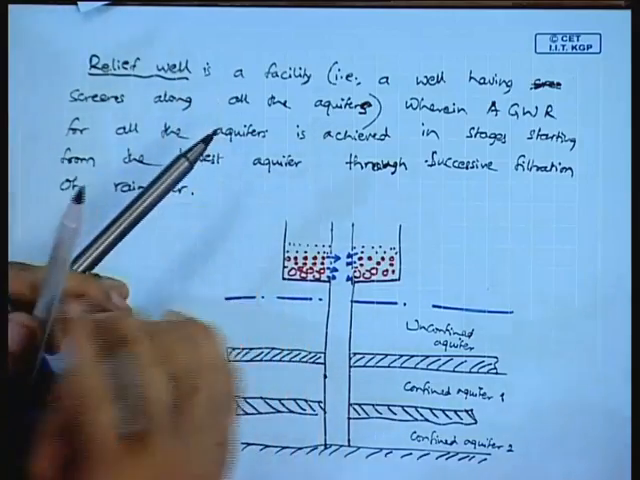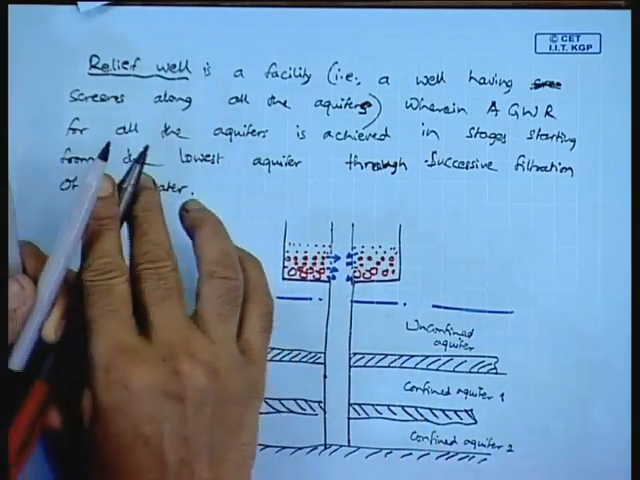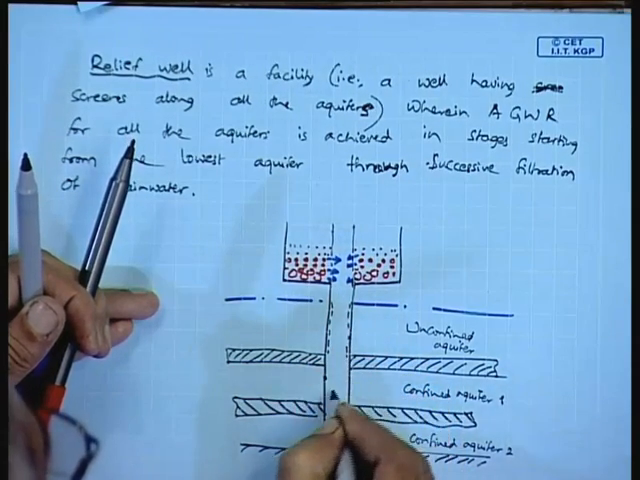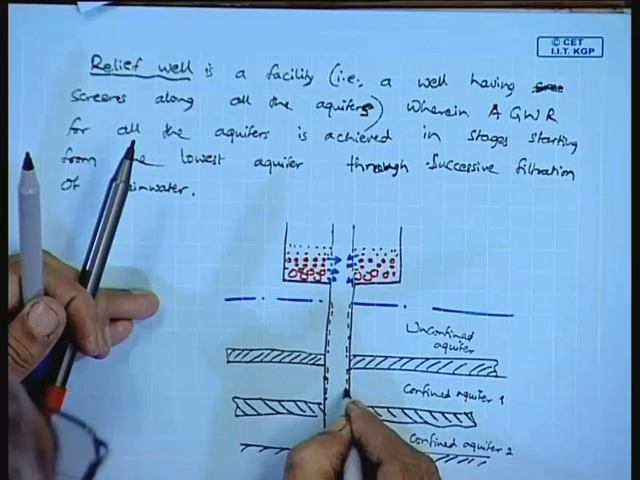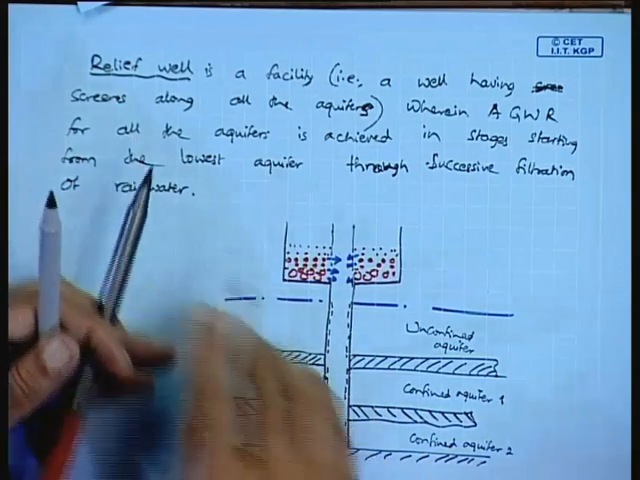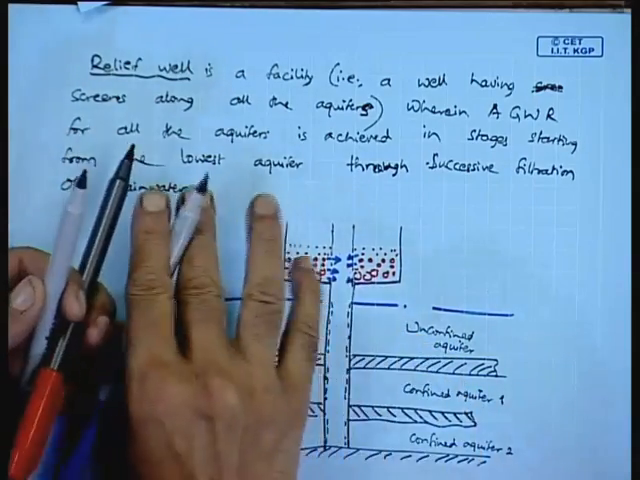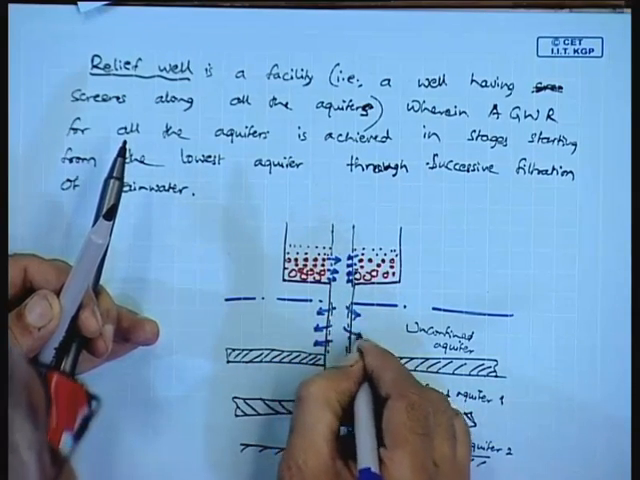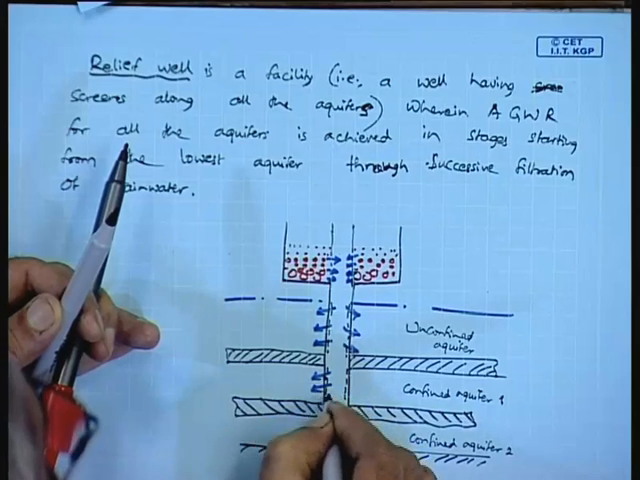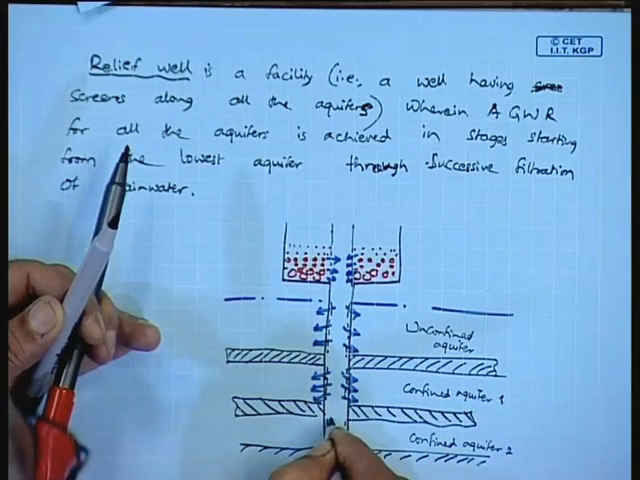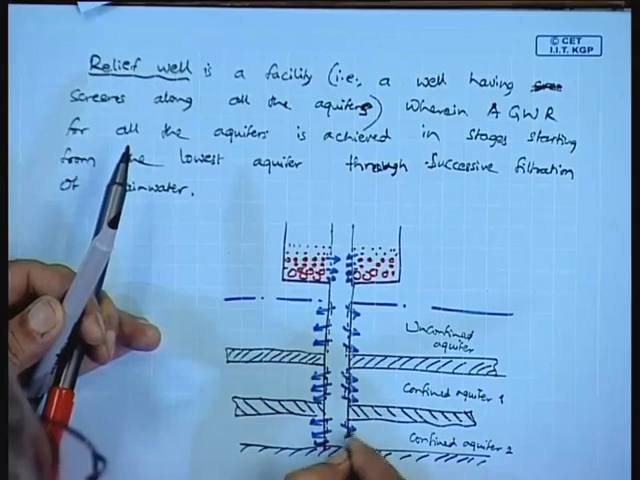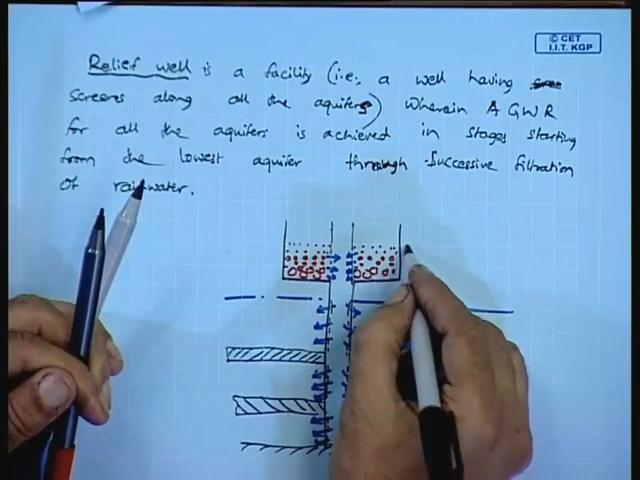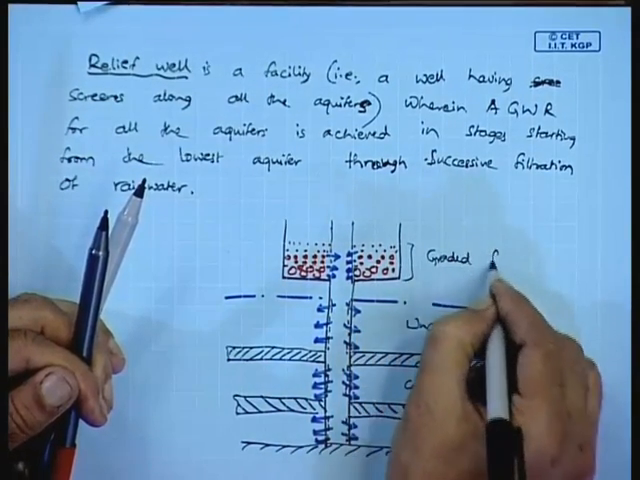And so on. Wherever this is there, there is a strainer with perforations. Once the water enters, the flow is into these aquifers. Similarly here also the flow is into the aquifers. This is a very important facility, the relief well. And here, this is the graded filter bed.